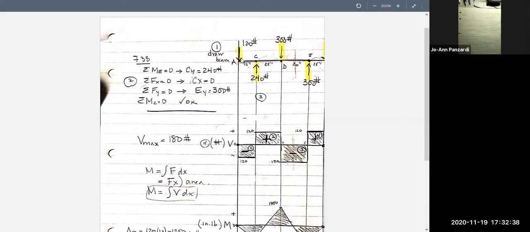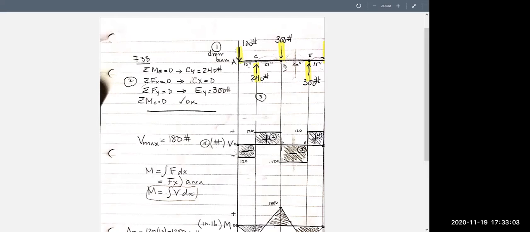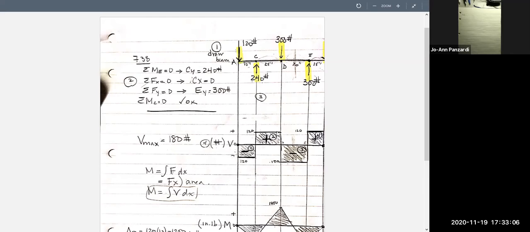At point A, there was 120 pounds going down, so I went down to 120. Between A and C, nothing happened, so there was no change. I stayed at 120. At C, there was a 240 going up, so I drew my shear diagram going up 240, which brought me to a positive 120. From C to D, nothing was going on, so it continued at 120. At D, it went down 300. I drew a line down 300, which resulted in a negative 180.